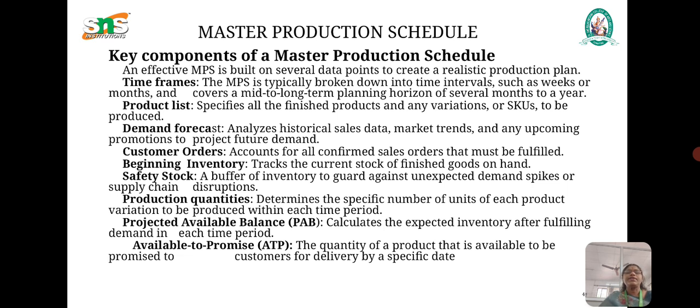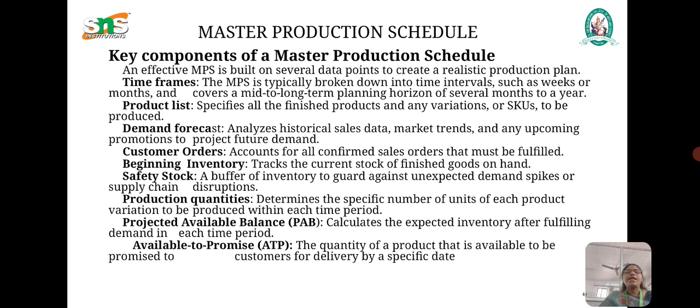And then beginning inventory. So we have to know there is a lot of analysis, ABC analysis, FSN analysis, and so many analyses to see the inventory position. So there should be a track on the current stock of the finished goods on hand. Next one, safety stock. It is otherwise called a buffer stock, where we should have a buffer of the products to meet out the demands at any time. If there is any emergency for any customer, we have to give the products from the buffer.